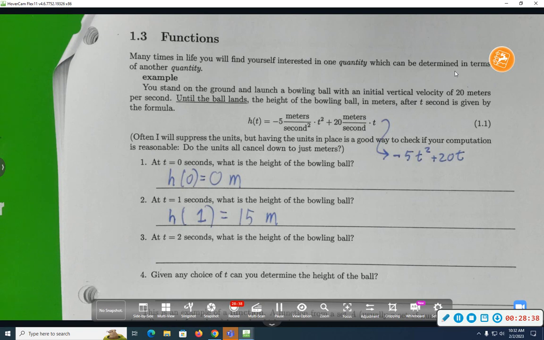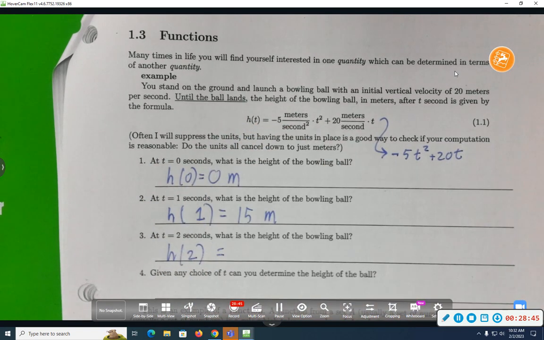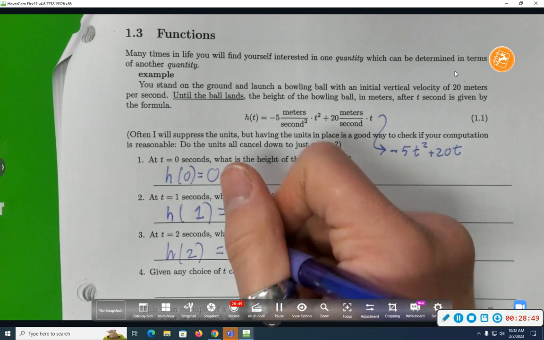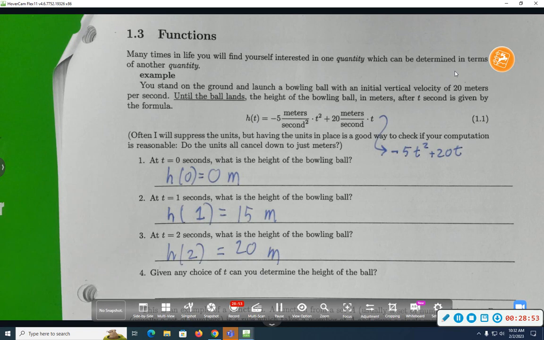Cool. People get 15 meters. All right. At time equals 2 seconds, what do you get? Sure. 20 meters. I hear 20 meters. Do I hear a second for 20 meters? Great. Yeah, I think that agrees.